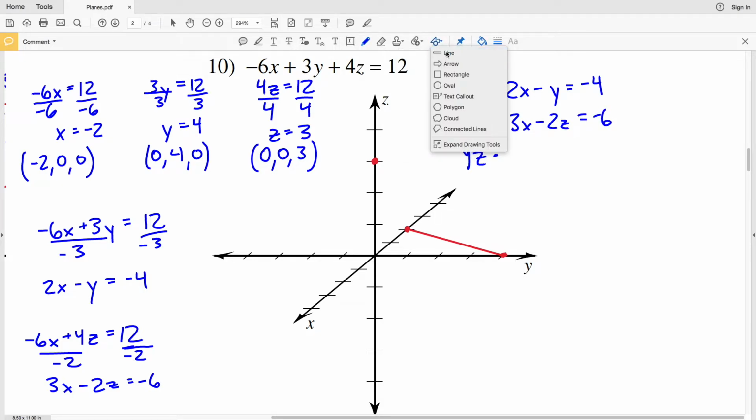So I'll go ahead and graph that line. 3x minus 2z equals negative 6. So from x to z.